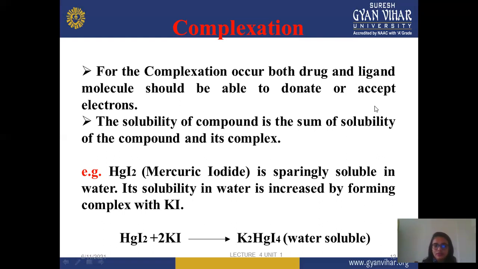An example is mercuric chloride, which is only slightly soluble in water, and its solubility in water is increased by forming a complex with potassium iodide. When mercuric chloride reacts with potassium iodide, it forms water-soluble potassium mercuric iodide, K2HgI4. Individually, they show less solubility compared to the complex form. So when you form a complex between two compounds or molecules, it shows more solubility compared to the individual one.